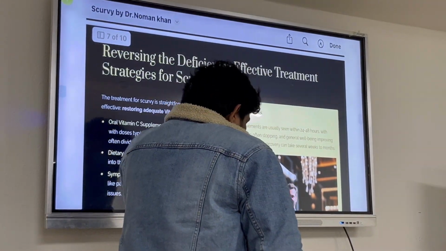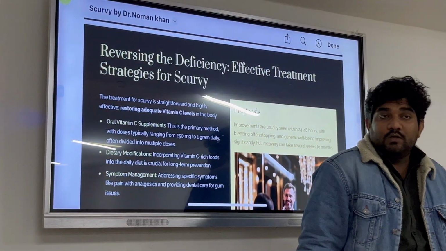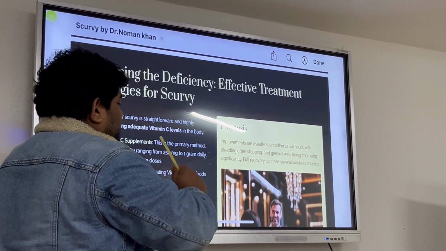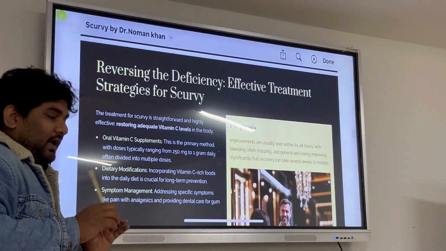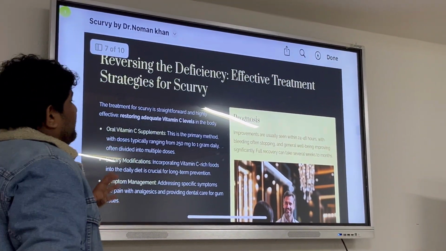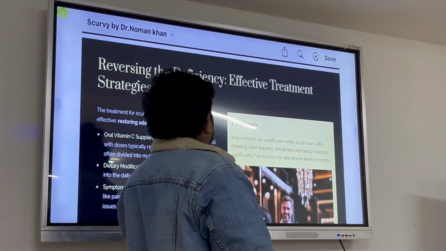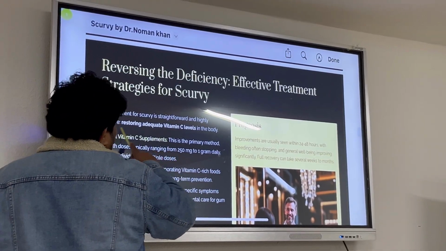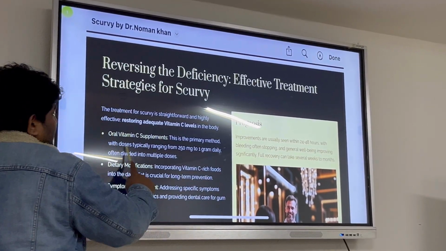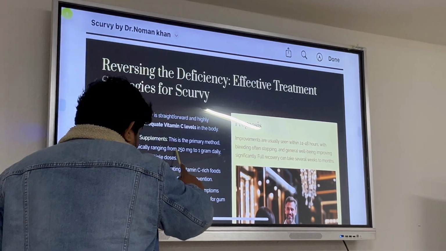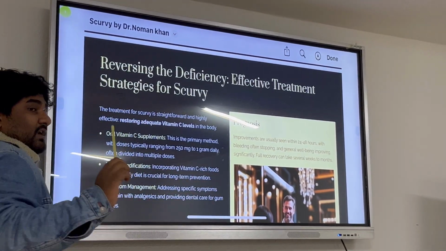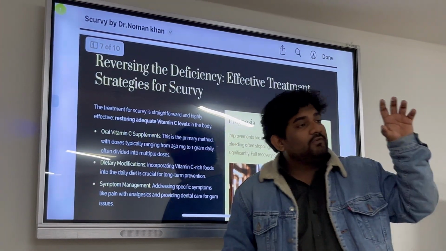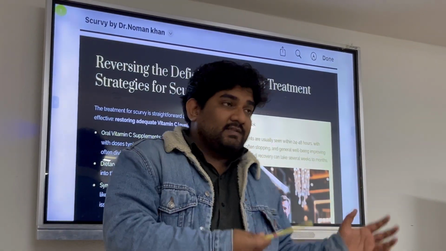As we know, prevention is better than cure. So for preventing scurvy, or vitamin C deficiency, let's suppose you suffer from scurvy and it is your initial stage. Then there is some medication we are going to use. In the medicine, we have an oral vitamin C supplement. This is the primary method, with doses typically ranging from 250 milligrams to 1 gram for an adult, but the dose depends upon the weight and also the age.